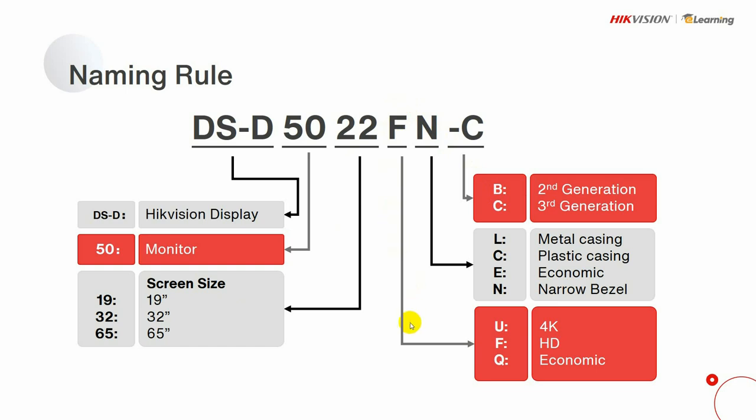And F here means HD. If there is a U after the size of the screen, it means 4K, and if there is Q, it means economical. And then N here means it's a monitor with a narrow bezel. If there is L, it has a metal casing, and C means it has a plastic casing, and E means economic, all right? And last, there is a suffix C here, which means it's a third generation product. If there is a B, it means second generation, and D means fourth generation, etc. All right?